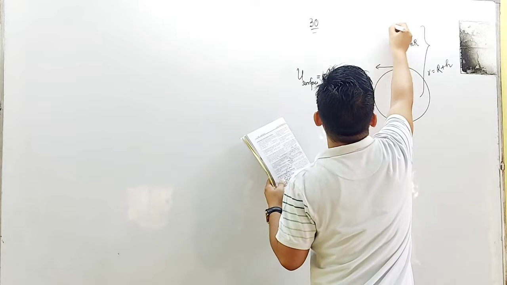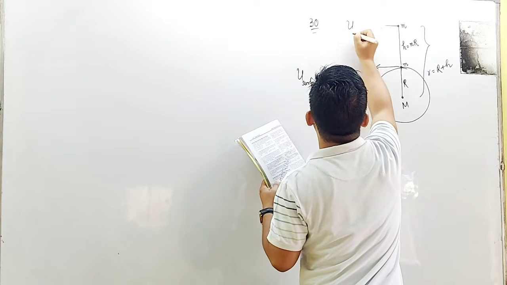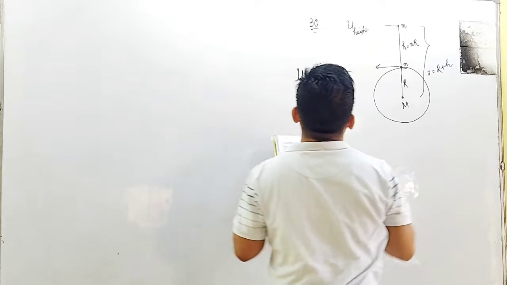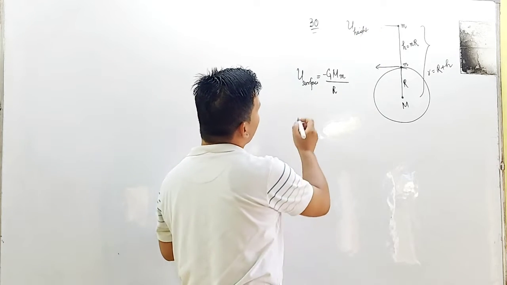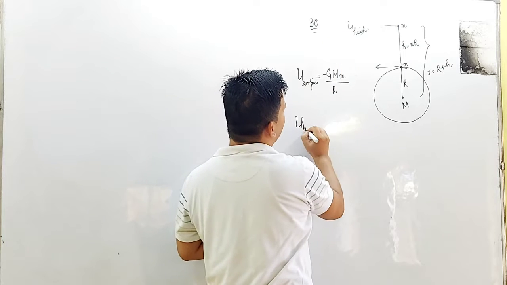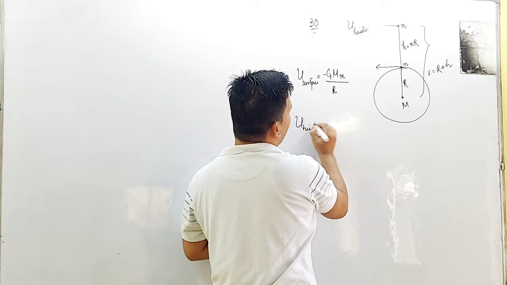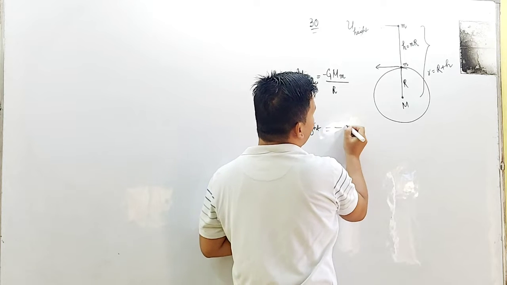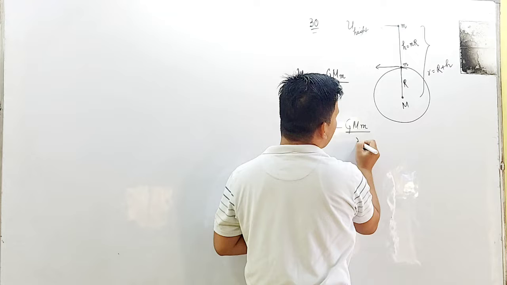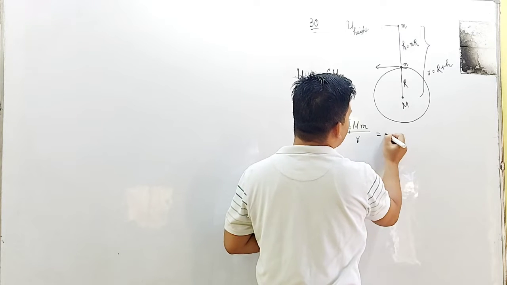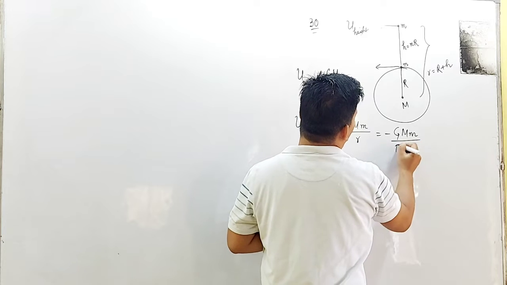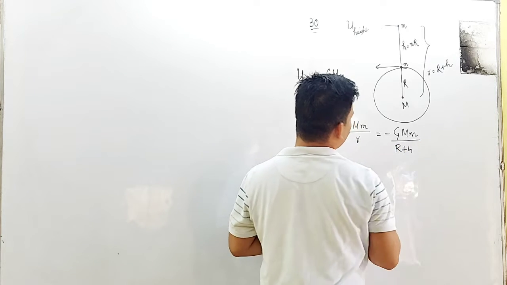Now this will be the potential energy at height h. The potential energy at this height will be equal to minus capital G capital M small m divided by small r, or we can put it like this: minus capital G capital M small m divided by r plus h.